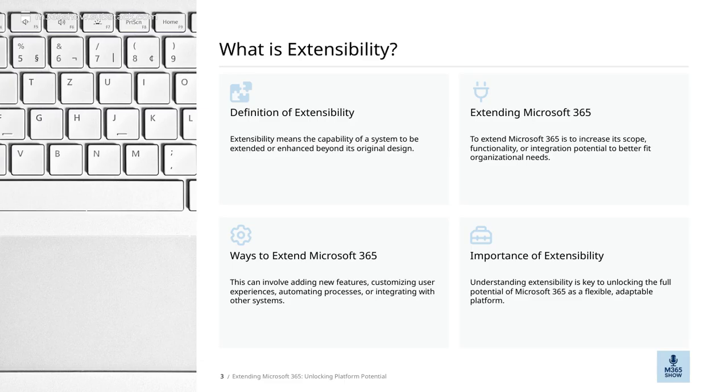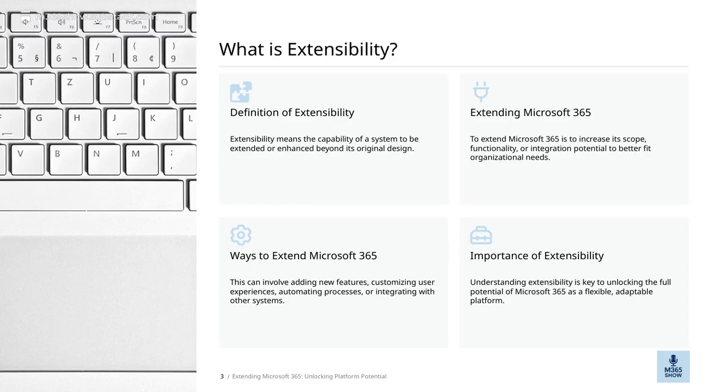Well, in simple terms, it's about how we can make Microsoft 365 more powerful and tailored to our needs by adding new features or customizing what's already there. When we talk about extending Microsoft 365, we're really unlocking its full potential as a platform that can adapt to different organizational requirements. This can mean a few things, like creating new functionalities, improving user experiences, automating routine processes, or even integrating with other systems we use.